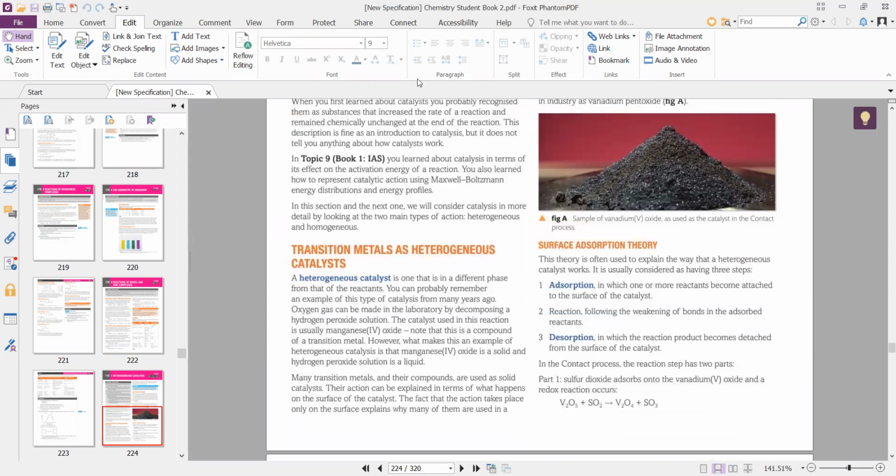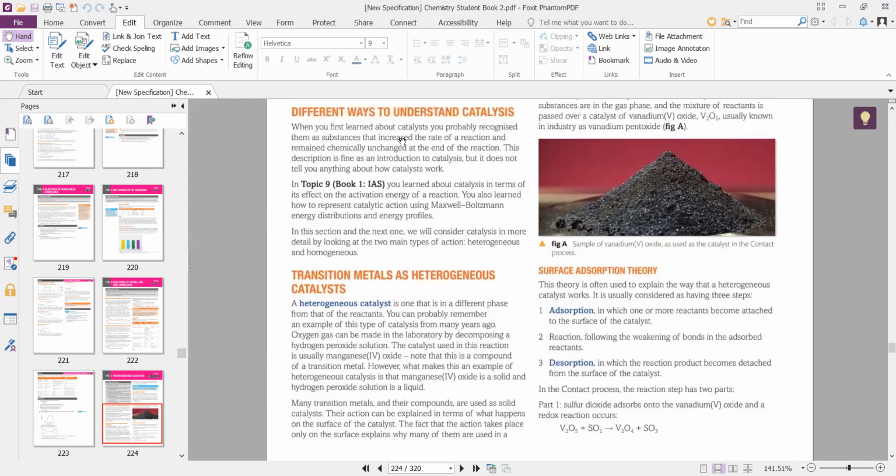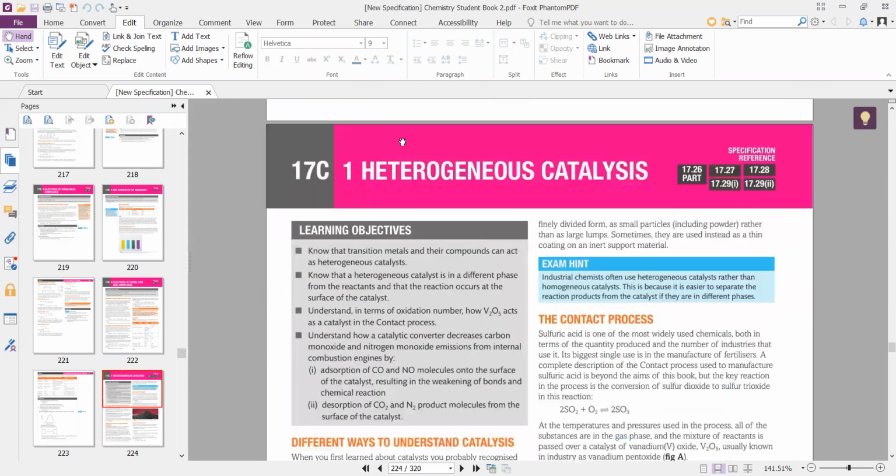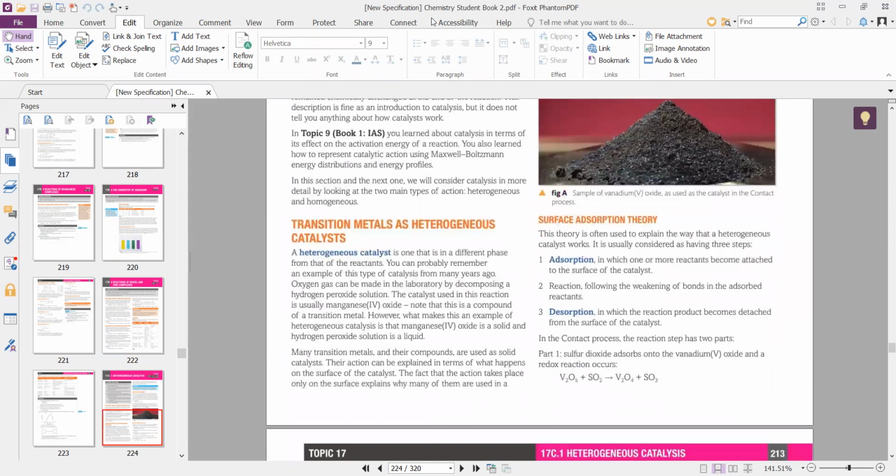Write the topic, main topic, heterogeneous catalysis. Then the subtopic, transition metals as heterogeneous catalyst. Transition metals as heterogeneous catalyst.